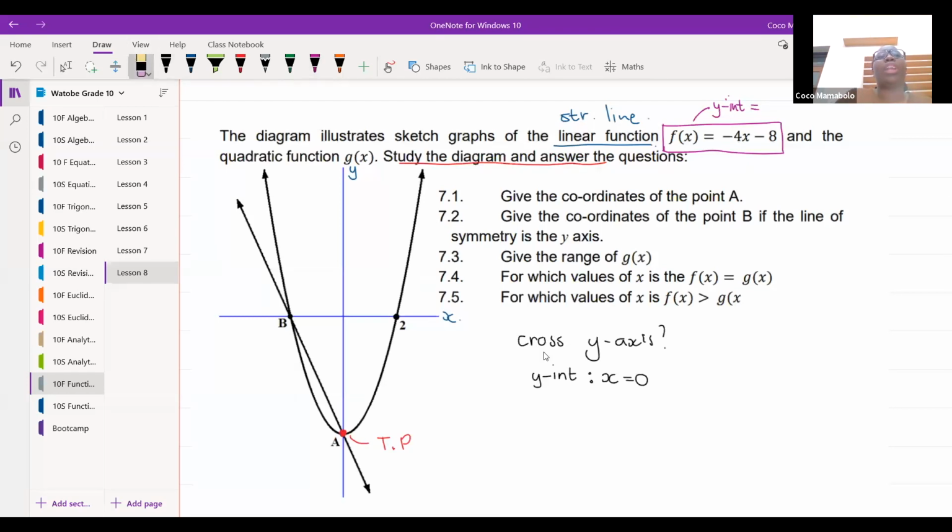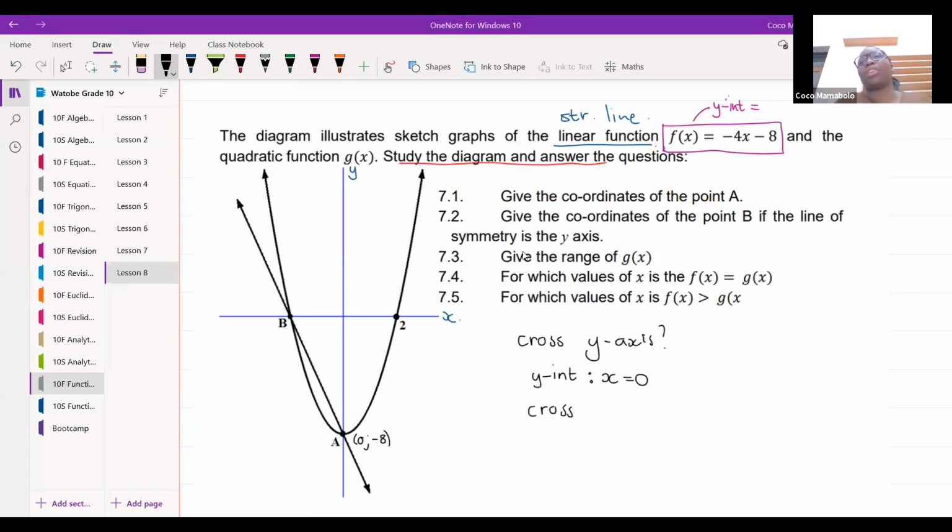Good. So we already know, before we've even done anything, that at this point our x value is going to be 0, and our y value, because that's our y-intercept, is going to be equal to -8. There's our point: 0, -8. Good.